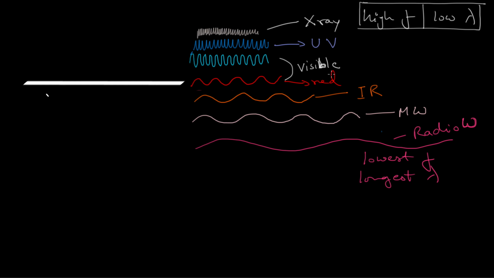Is that clear, guys? So this is your whole light. This is the light spectrum. It's called the light spectrum. Is that clear? Out of which your visible spectrum is what?